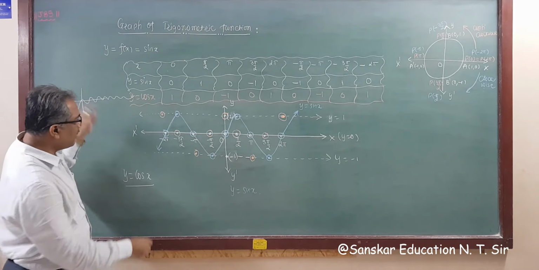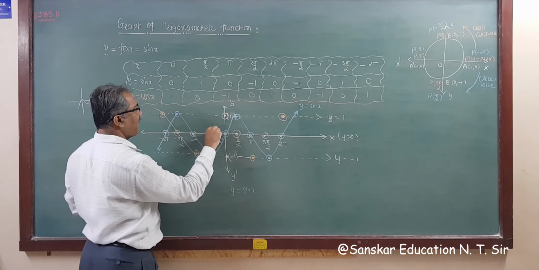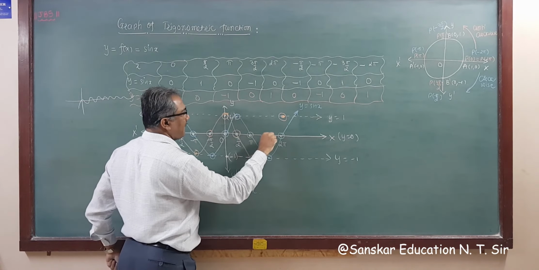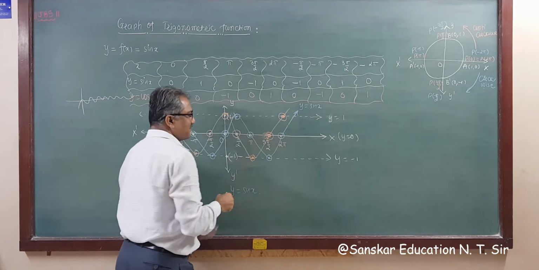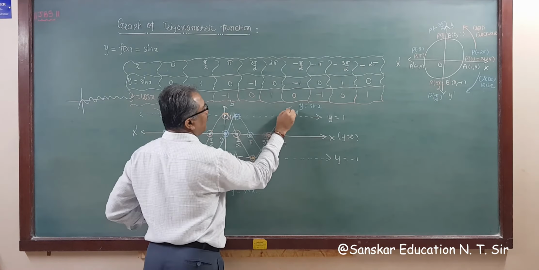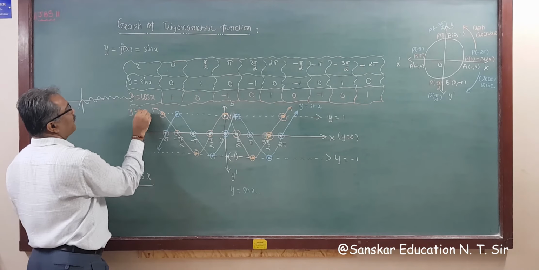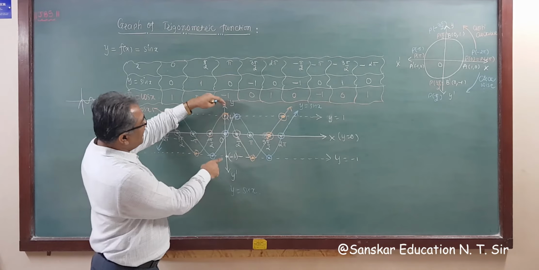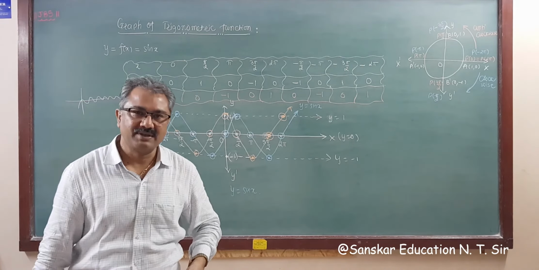Right? So joining all these points, we get this graph. I changed this point because my line is passing through it. So this is the graph of y is equal to cos x. See here, the cos graph also has range minus 1 to 1 and is defined on R. So these are the graphs of sine and cos functions.